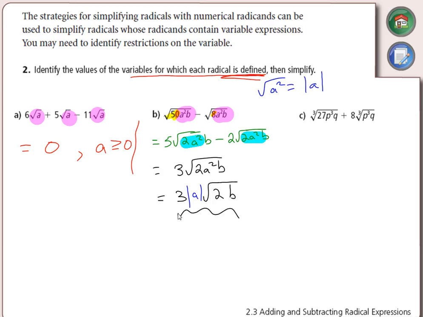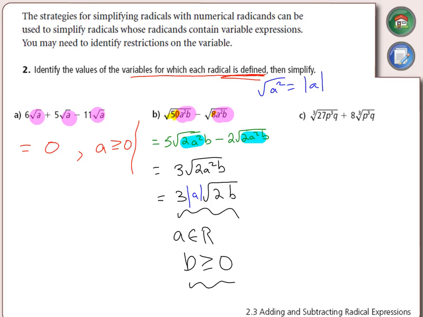Where is it defined? Do we have restrictions on the a? Well, a squared is always going to be a positive value. So a can be anything. A is an element of the real numbers. B, however, could give us a negative underneath the square root sign. So b has to be greater than or equal to 0.